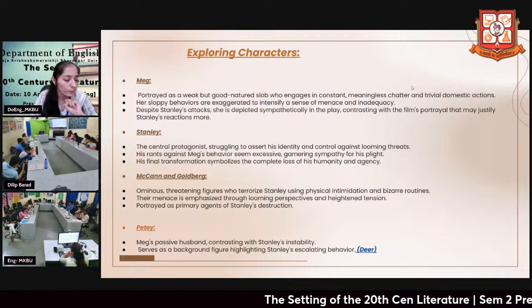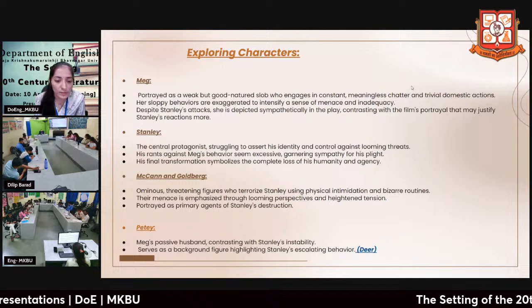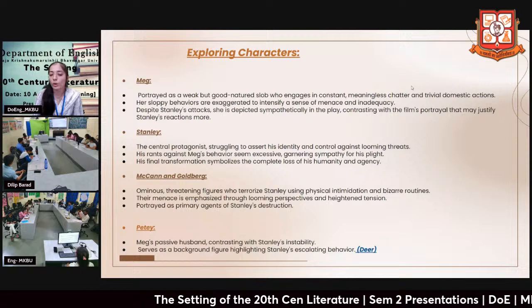The next character is Stanley. He is the central protagonist of the play, struggling to assert his identity and control against looming threats. His rants against Meg's behavior seem excessive, garnering sympathy for his plight. His final transformation symbolizes the complete loss of his humanity and agency. At the end, we can find that he is under the control of someone else.